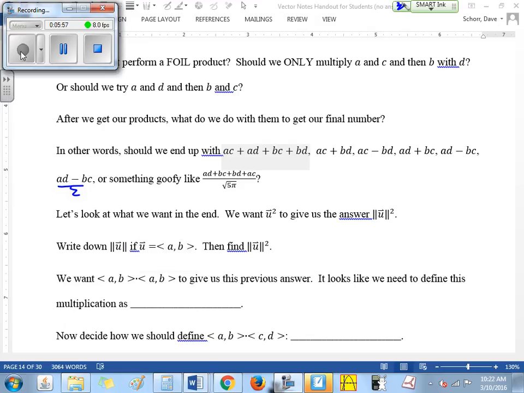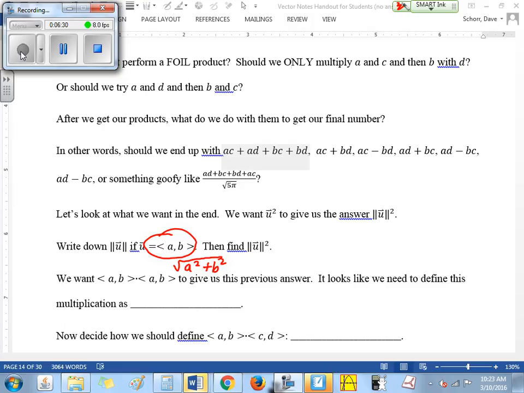Okay, so let's look at what we want in the end. We really want U squared to create magnitude U squared. Like I said, we want 3, 4 times 3, 4 to give us 5 times 5 in the end. So let's write down the vector AB, and then let's try to find its magnitude. So what is the magnitude of vector AB? The square root of what? A squared plus B squared.